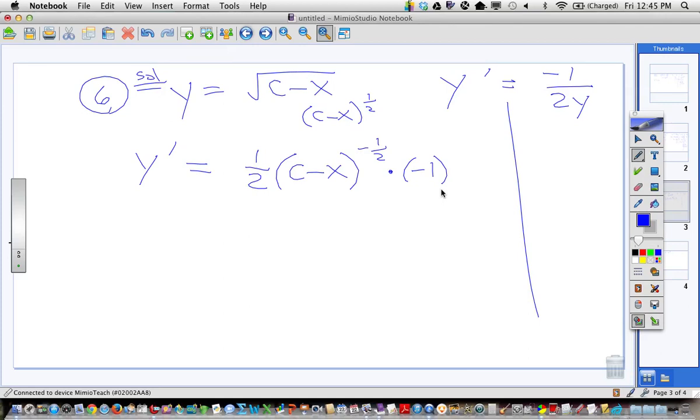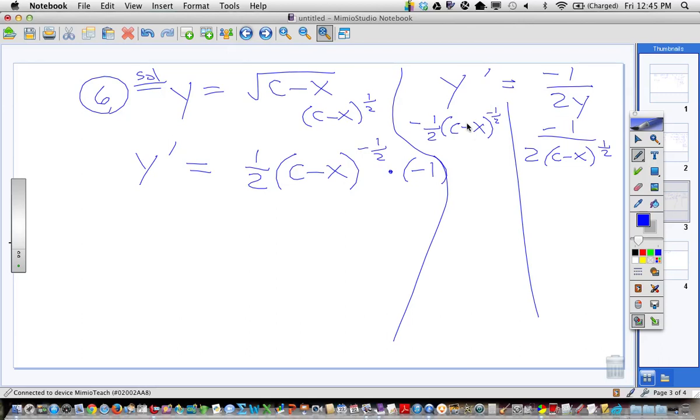If you flip something this way, it's going to affect the slopes. They're going to be opposite. Instead of going up, they're going down. All right, so now y prime would be negative 1/2 (c minus x) to the negative 1/2. On this side, I'd have negative 1, 2, and then I'd have my y, which is (c minus x) to the 1/2. That goes in for y.